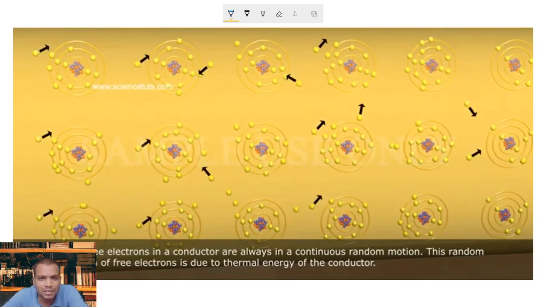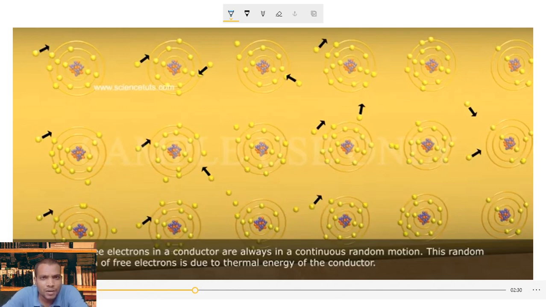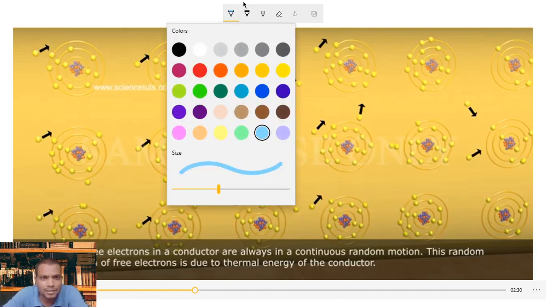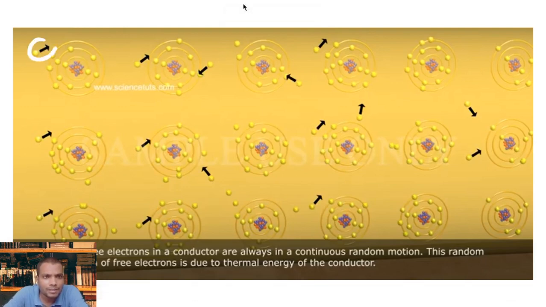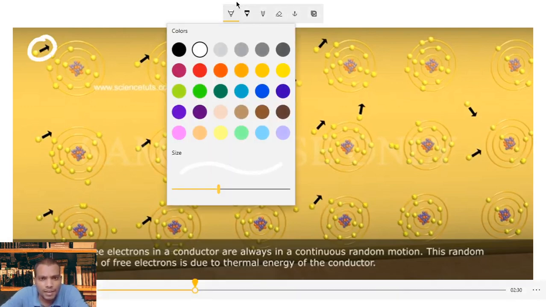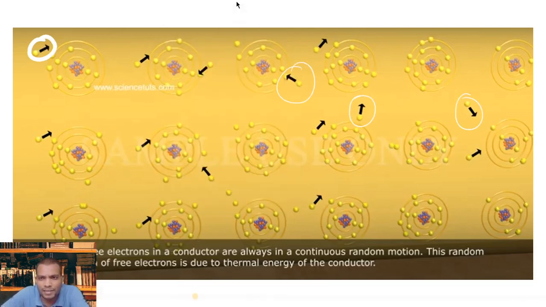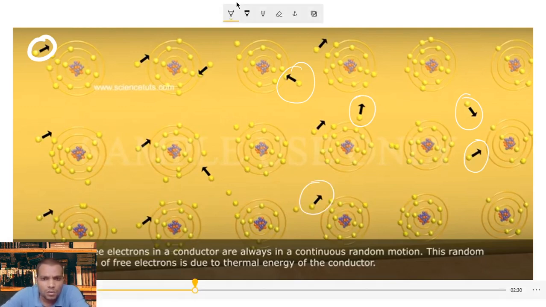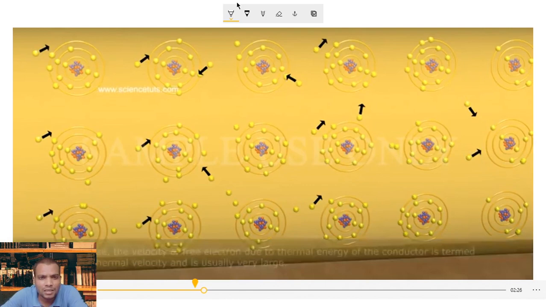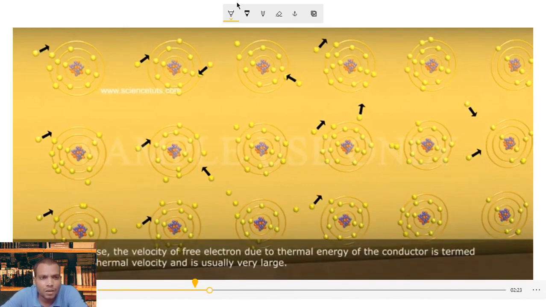Free electrons in a conductor are always in continuous random motion. If you can see, these different electrons are moving in different directions. They all move in different directions. Now the total velocity of the random motion and the total energy here goes to 0. The velocity of free electrons due to the thermal energy of the conductor is termed as thermal velocity.